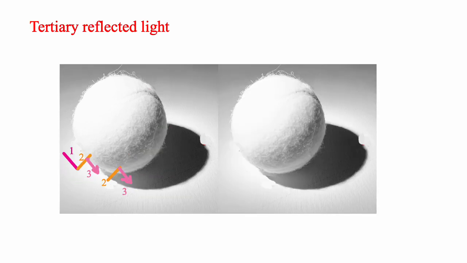Since this is a white ball on a white surface, we also see tertiary reflected light. That is, the first light ray hits the ground, then hits the ball, then hits the ground again, so that this area in front of the ball is light. Similarly, when it hits the ball here, it can also lighten part of the cast shadow right here.